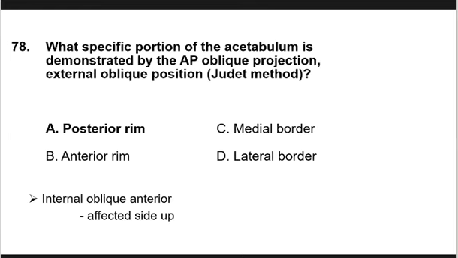So I repeat, in the AP oblique, we have two obliques for the demonstration of fracture of the acetabulum. In the external oblique, the affected side is close in contact or the affected side is down, and the posterior rim is demonstrated. In the internal oblique, the anterior rim is demonstrated.